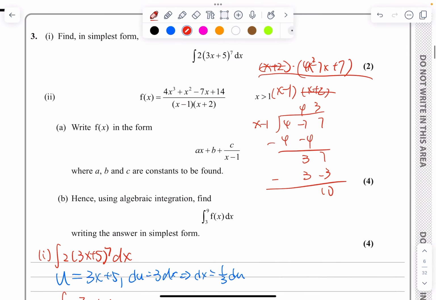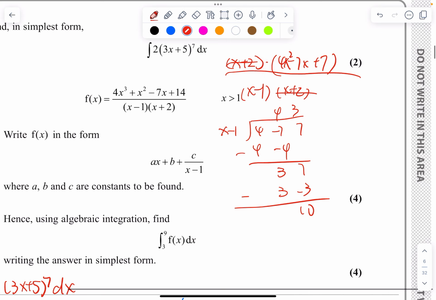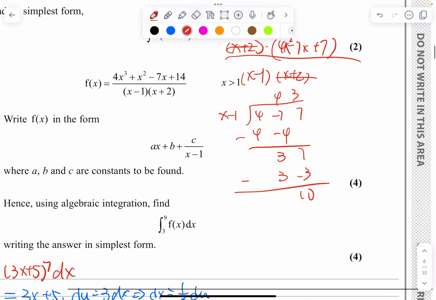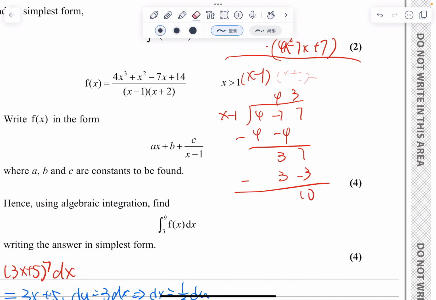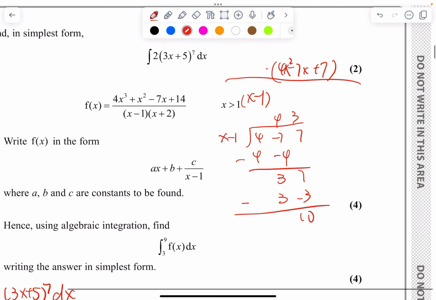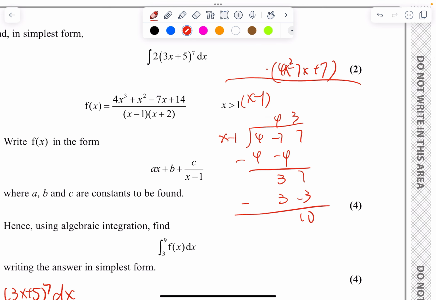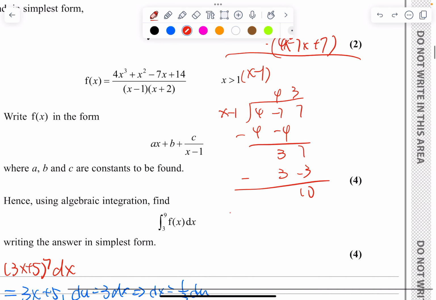Basically what I did was I eliminated x plus 2. Now we have x minus 1 left. But there is a remainder here, okay? That means we can turn this into 4x plus 3, x minus 1, plus 10.